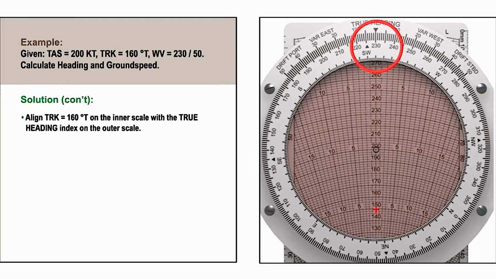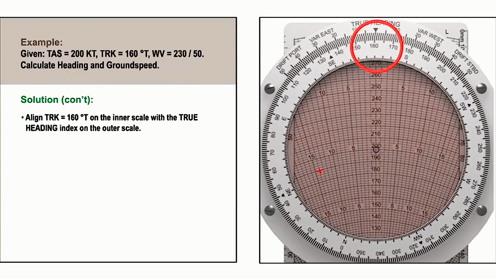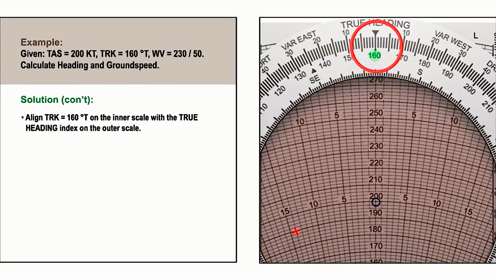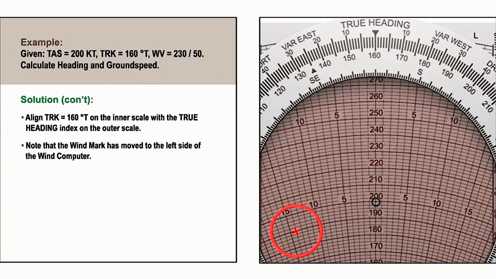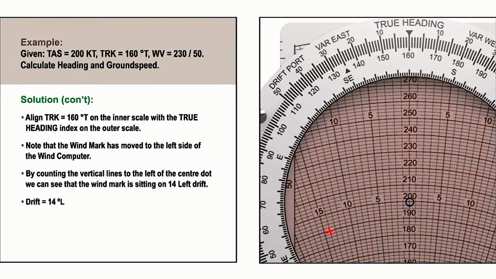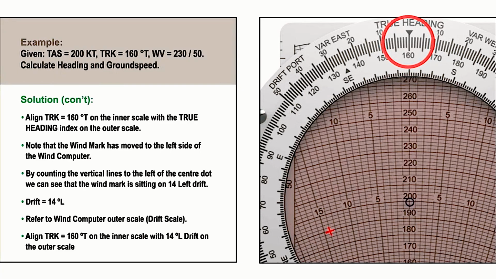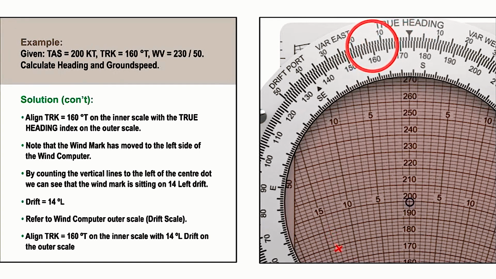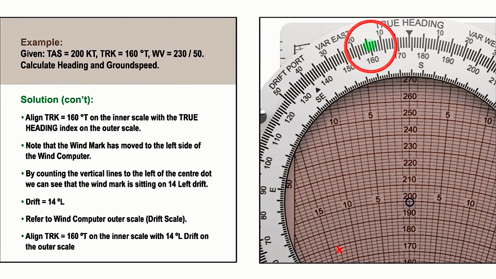Now align the track of 160 degrees true on the inner scale with the true heading index on the outer scale, and note that your wind mark has moved to the left-hand side of the wind computer. By counting the vertical lines to the left of the centre dot, we can see that the wind mark is sitting on 14 left drift. We now start the computation process by locating the drift values on the outer scale of the wind computer and initially aligning the track of 160 degrees true on the inner scale with 14 left drift on this outer scale.